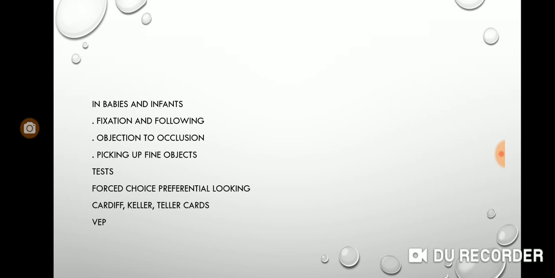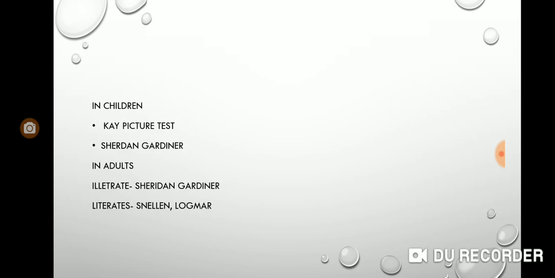The forced choice preferential looking test. These tests are used very commonly to assess the behavior of the child when asked to make a choice between two different patterns on a board. The various tests that can be used are Cardiff cards, Keeler or Teller's cards. Sometimes electrodiagnostic tests like visual evoked potential can give a gross estimate of vision in babies and infants.